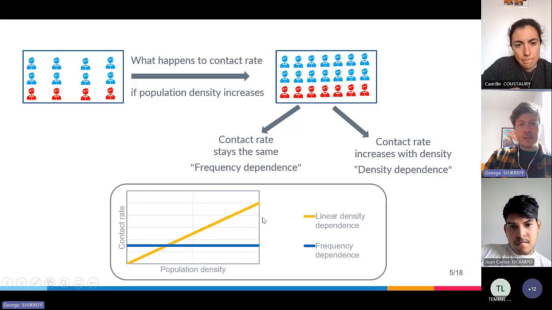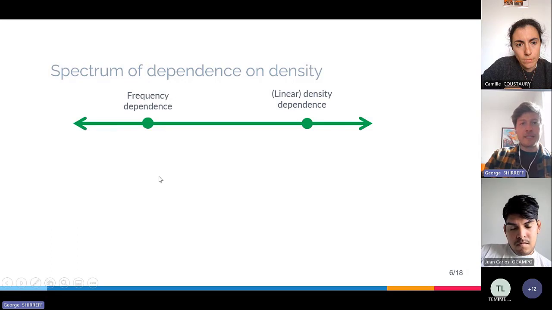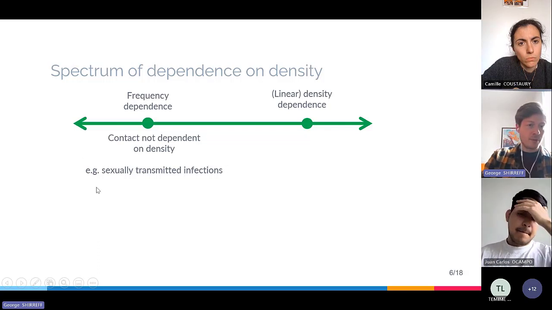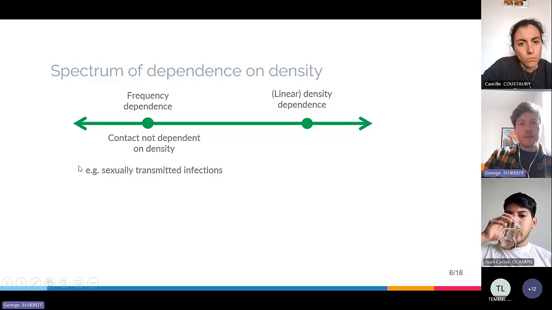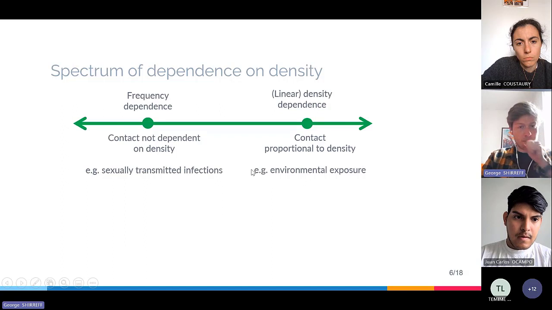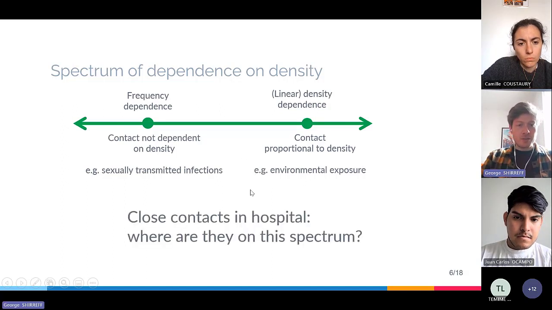But we can consider that this is actually a spectrum of dependence on density, where at one point you have the frequency dependence, where contact is not dependent on density, and this is most typical to model sexually transmitted infections, where we assume that the number of potentially infectious contacts doesn't double as the population density doubles. Whereas the linear density dependence, where contact is proportional to density, is more appropriate for modeling infections with an environmental exposure component. And so the question we're asking is, close contacts in hospital, where do they sit on this spectrum?